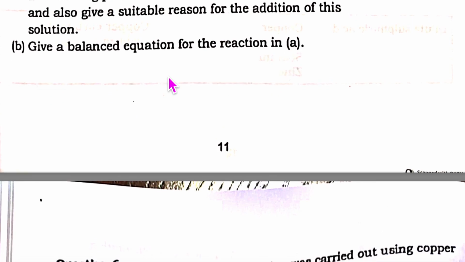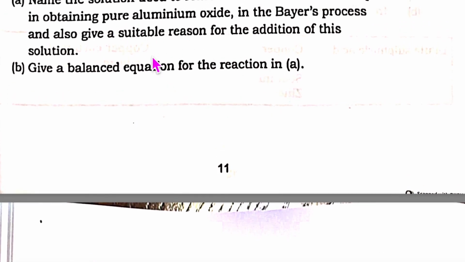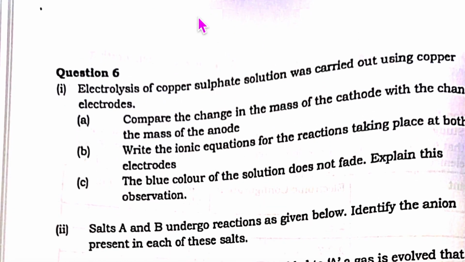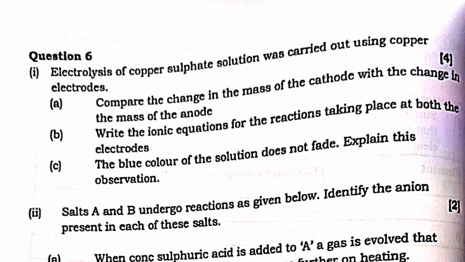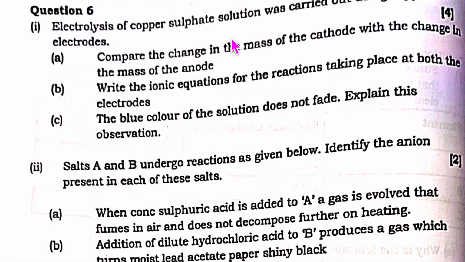Okay, can we only discuss this? Give balanced equations in A. Can you do that? What is the reaction? Al2O3 plus 2NaOH. What is the temperature? 150 to 200 degrees Celsius. Gives you 2NaAlO2 plus H2O. Okay, then this is electrolysis of copper sulfate carried out using copper electrodes.